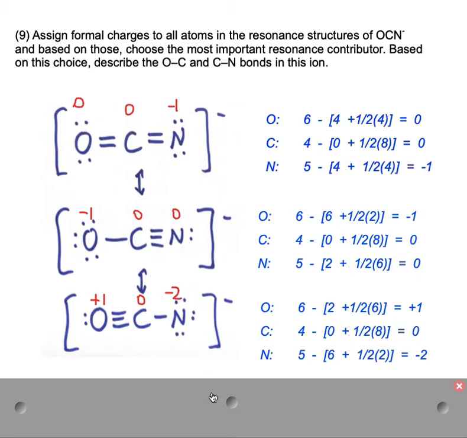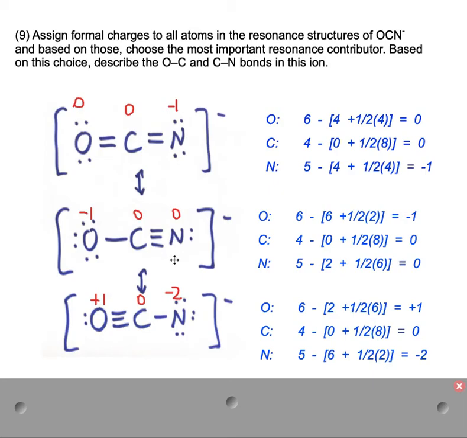Ugh. Okay. So now we're going to use our criteria to decide which of these is the most important resonance contributor. We're clearly going to rule out the third one because having positive formal charge on oxygen is not good, and having that much charge separation is pretty bad. So it's down to either the first one or the second one. The first one has a formal negative charge on nitrogen. The second one has a formal negative charge on oxygen, which is more electronegative. Therefore, we're going to say that the second one is the most important resonance contributor, with a formal charge of -1 on oxygen and formal charges of 0 on carbon and nitrogen.